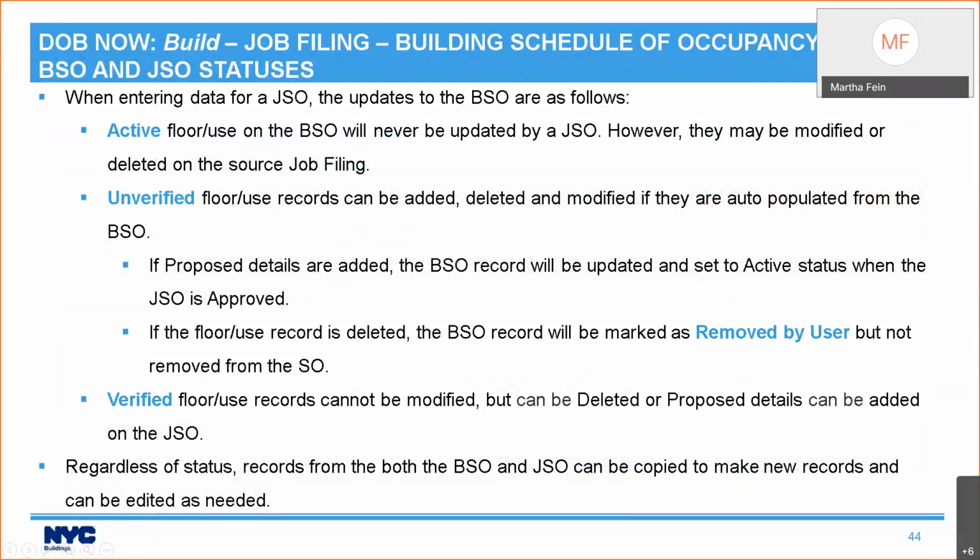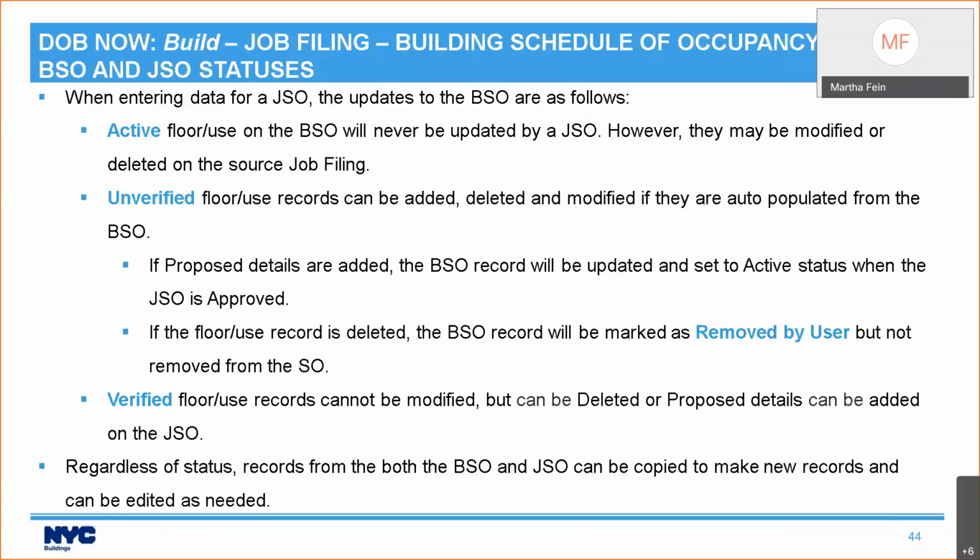So now we have Abhishek coming in, and let's see what happens depending on status. Well, if he comes in while I'm working, and sees that floors 1 and 2 are active, he cannot make any changes to my active floor use records because I'm the one that's doing work there. I could update them or change them, but he can't. If he sees an unverified floor use, say floor 5 is unverified, he can do pretty much whatever he wants to it if it started out from the bin level schedule of occupancy.